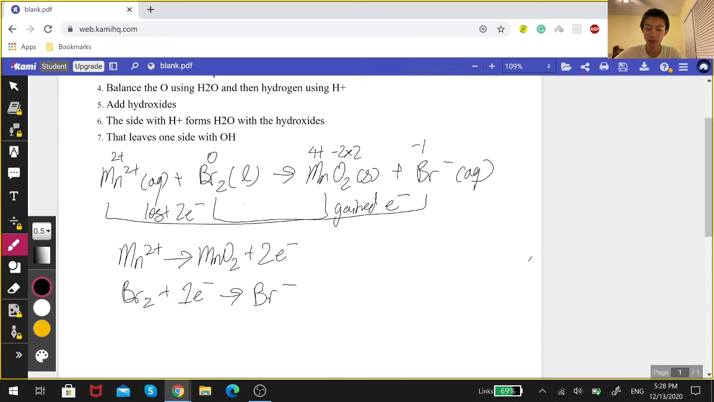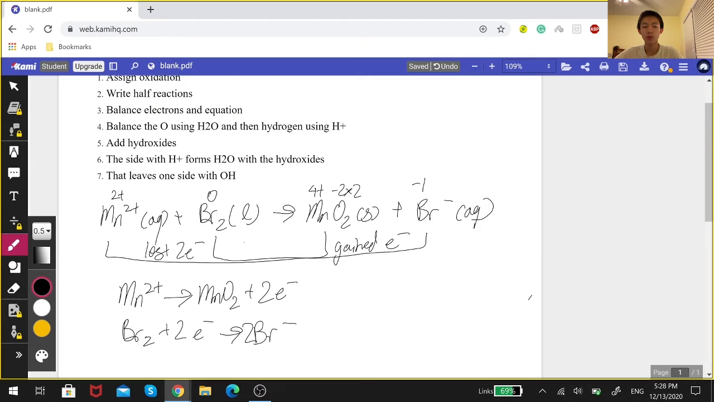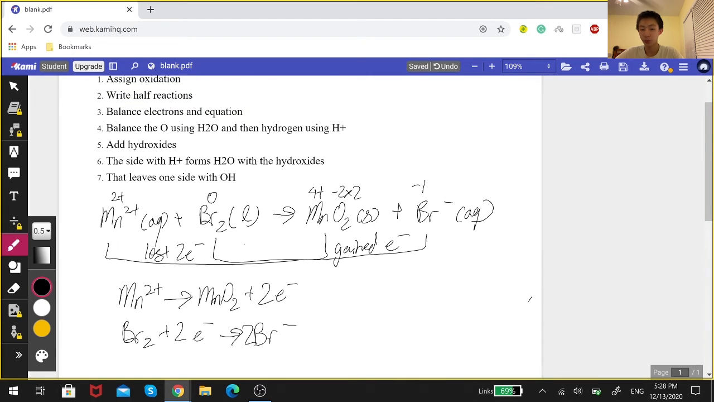And now we've got to balance everything. First, this has to be a 2, which makes this a 2 as well, because there's 2 Br, and with 2 Br you're going to need 2 electrons to make 2 more Br. And then this side is the Mn. This side seems pretty balanced. Now we finished step 3, balancing the electrons, which is already balanced for us, so we don't have to do anything about that.